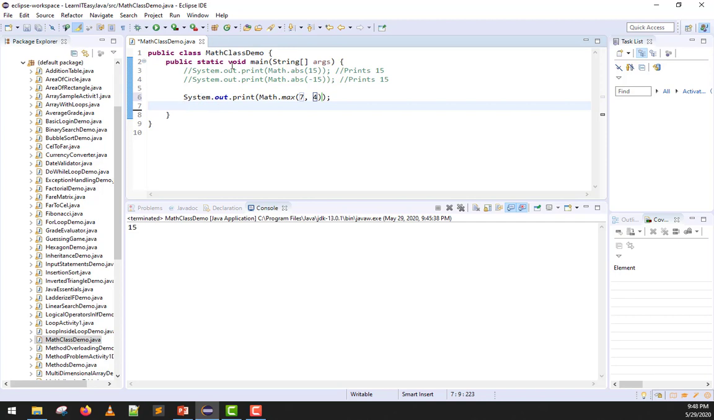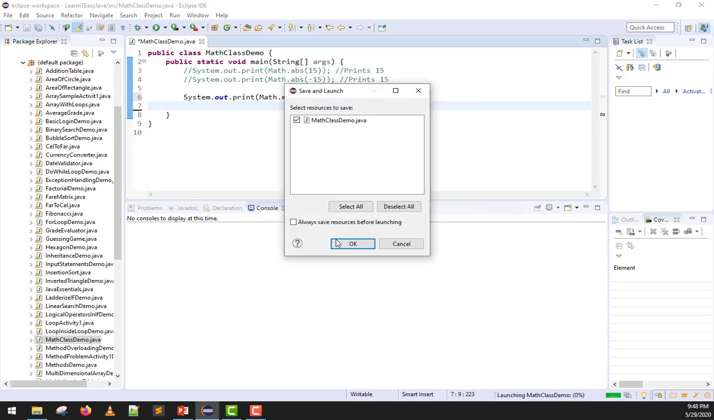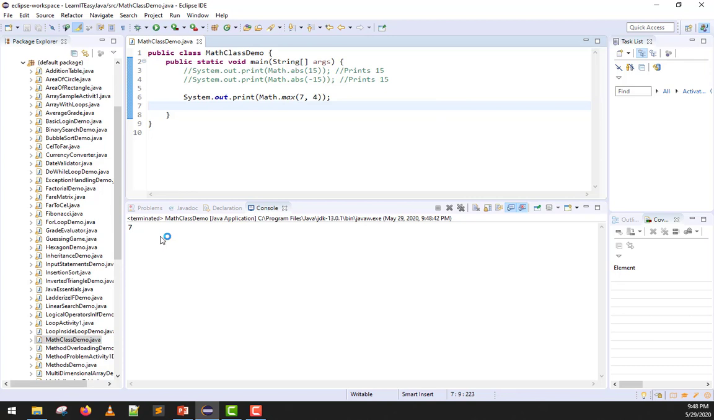sa dalawa. So if we run this, we should expect na magkakaroon dito ng 7. Ganun lang kasimple. Okay? No more, no less. Sir, pag binaliktad mo, ganun pa rin. Walang bearing dito yung position nila. Basta't ang ginagawa lang ng max, i-compare niya yung dalawang value, then kung ano yung mas malaki doon sa dalawa, then i-return niya yung mas malaki.